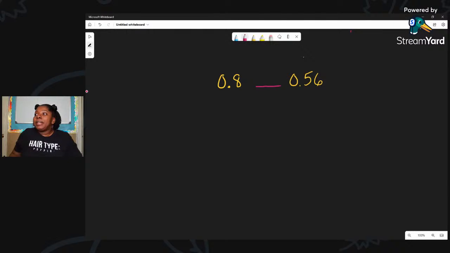In order to compare decimals, they have to have the same amount of numbers after the decimal. So how many numbers are after the decimal here? 2, that 5 and that 6. And how many numbers are after the decimal here in 0.8? 1. So we need another number. Now, what can I add that's not going to change this number? I can add a 0. That 8 is still in the tenth place. It hasn't changed the number.